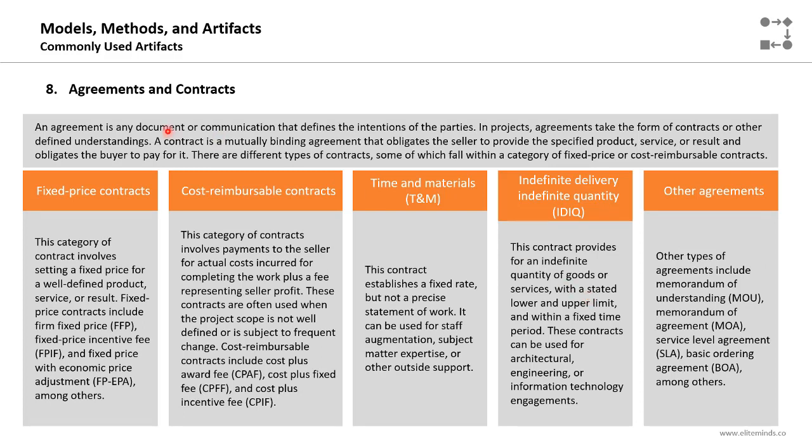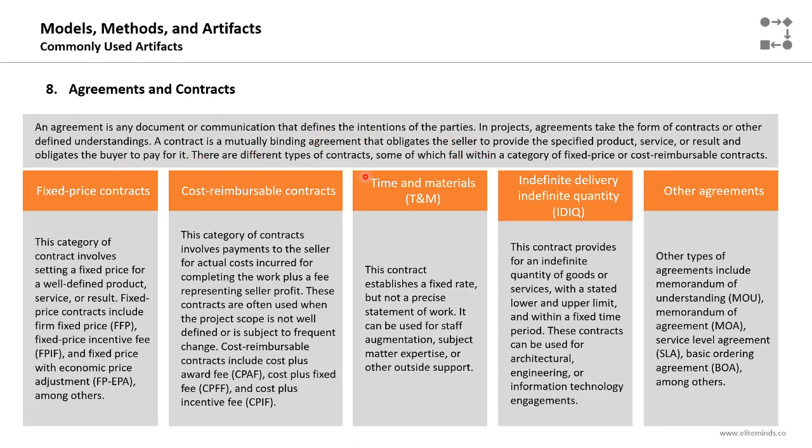Agreements and contracts are another category of the commonly used artifacts. An agreement can be defined as any document or communication that defines the intentions of the parties, two parties or more. In projects, agreements take the form of contracts or other defined understandings, and contracts are being managed as part of the procurement management processes. A contract is a mutually binding agreement that obligates the seller to provide the specified product, service, or result. At the same time, it will obligate the buyer to pay for this product, service, or result.